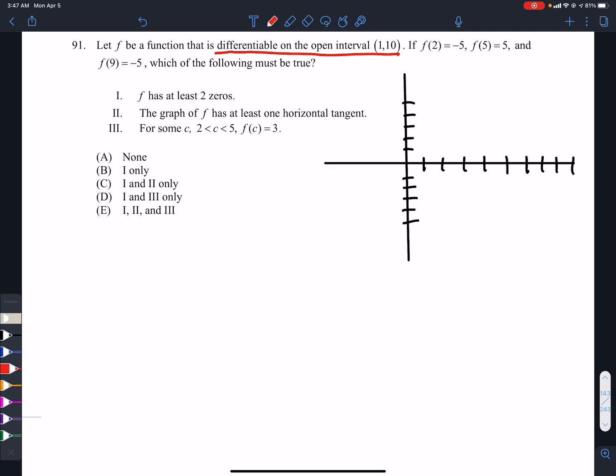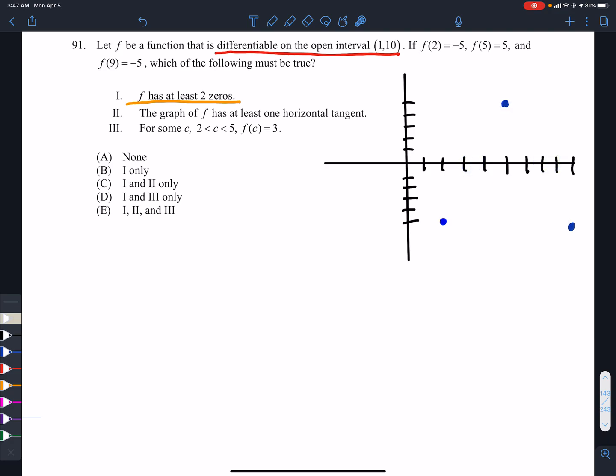Okay, so we have f of 2 is -5. f of 5 is 5. And f of 9 is -5. So they want to know, does f have at least 2 zeros? And it's pretty obvious to see. If you have a continuous function and you go through these points, you're going to have to cross the x-axis twice, okay? Because it's continuous. No holes, no jumps, no gaps.